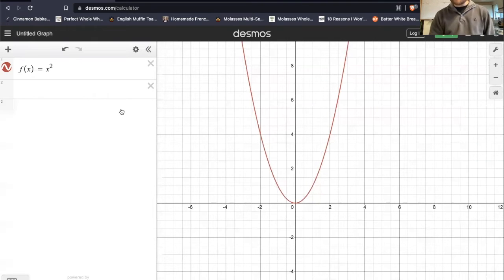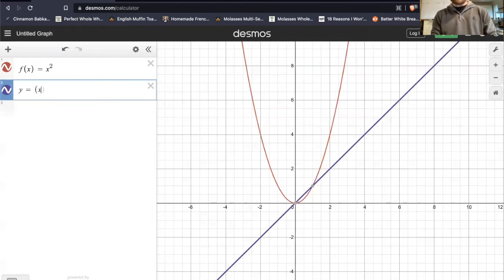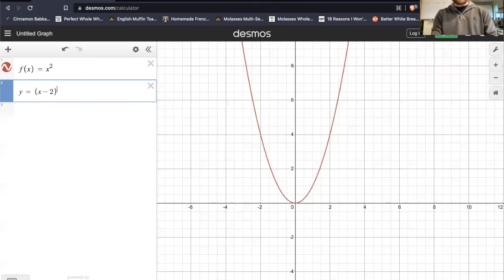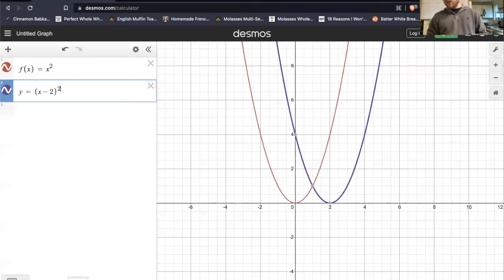Now, let's say I wanted to shift this right by 2 units. There's a couple ways we could do this. First thing I'm going to do is just write it out. Let's go y equals, I subtract from the input, so x minus 2 quantity squared. That should shift everybody over to the right by 2 units.